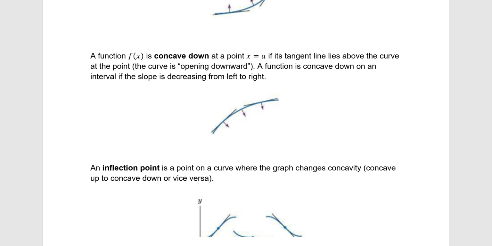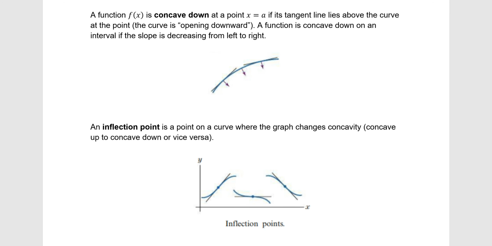Next one, we have concave down. We say a function's concave down if the tangent line lies above the curve at a point. And this means that the curve is opening downward, so concave down, the curve is opening downward. And we have this curve right here. It looks something like this.